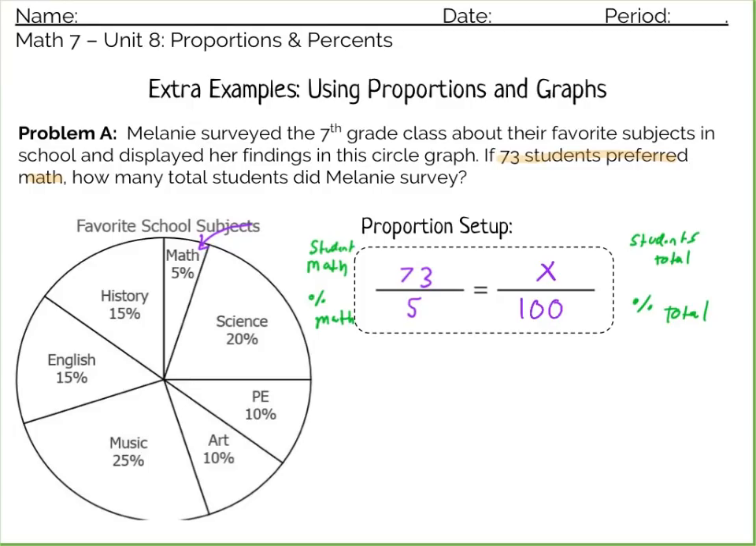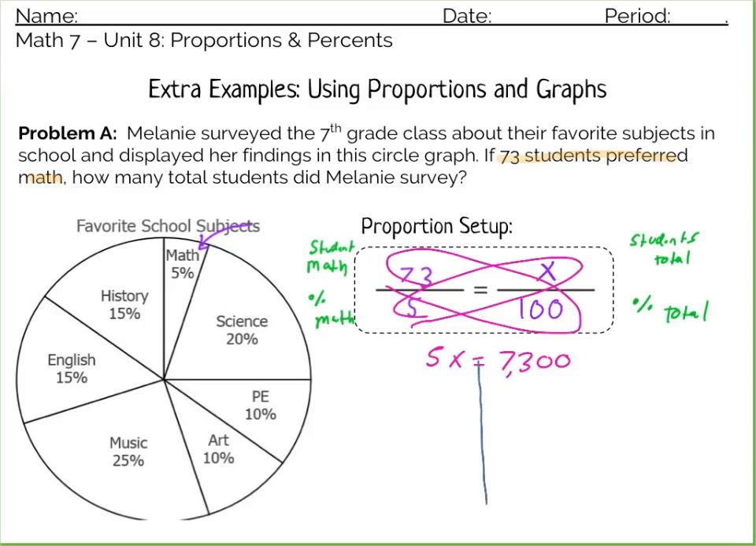Now that I've got that, I'm going to cross multiply just like I've done solving proportions before. 5 times x is 5x. 73 times 100 is 7,300. Now I've got myself a one-step equation, and I know how to solve those. So I'm going to draw a wall down from my equal sign. I'm going to do the inverse operation of multiplication, which is division, and divide both sides by 5. 5 divided by 5 is 1, or 1x, and 7,300 divided by 5 is going to give me 1,460. Again, if you couldn't do that in your head, feel free to use your calculator.